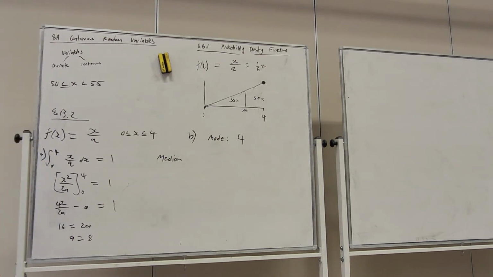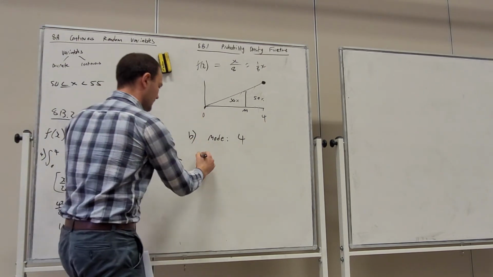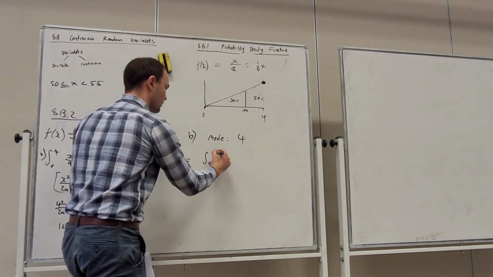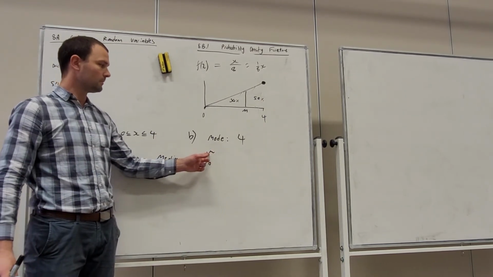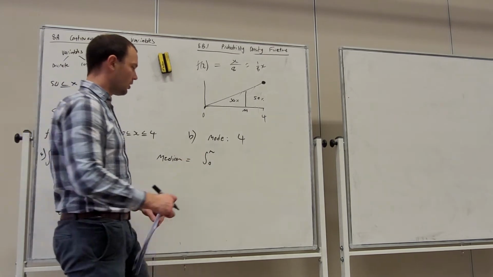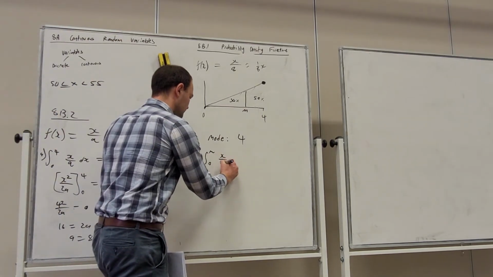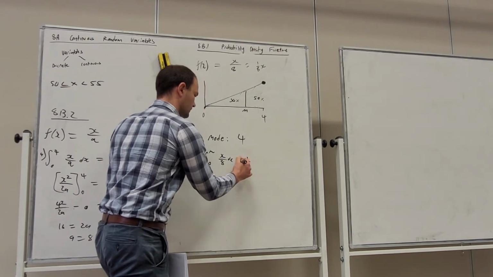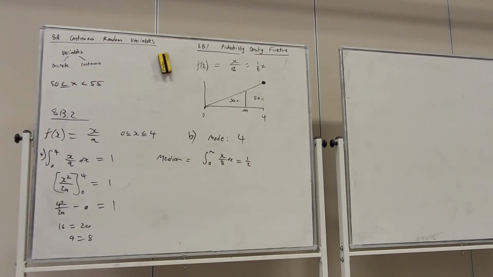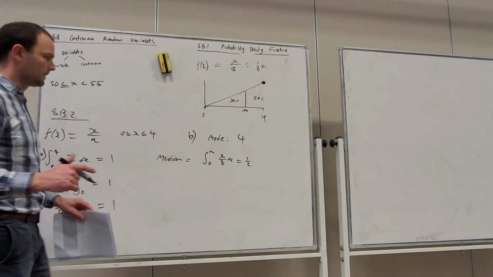Okay, the formula for the median, always the case, is the integral from 0 to m, from the lower boundary to the middle, m is the median, of the function being equal to half. All right, all this is saying is it's when the probability from the lower boundary to the middle equals half. We've got half the probability on the left, half the probability on the right.